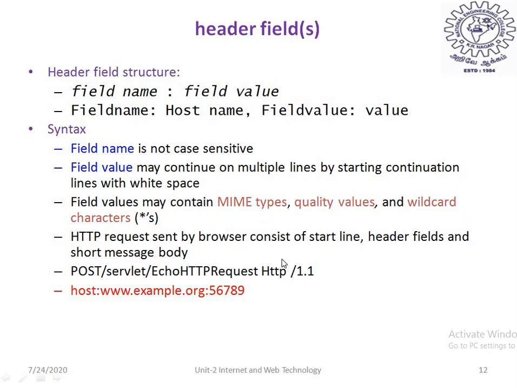An HTTP request sent by a browser consists of a start line. So if you want to send a request for a particular resource, it consists of a start line, header fields, and a short message body. See here, www.example.org is a field name, and the value here is 56789.